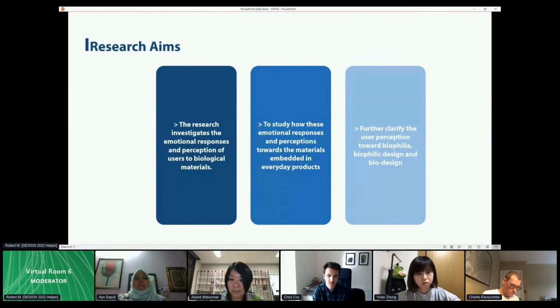Research aims. The research aims specifically to investigate the emotional responses and perceptions of users towards biological materials and how these are affected when the materials are embedded within a product. The study will also further clarify the user perceptions towards biophilia, biophilic design, biodesign, identifying purposes and sense of ownership of products incorporating biological materials.